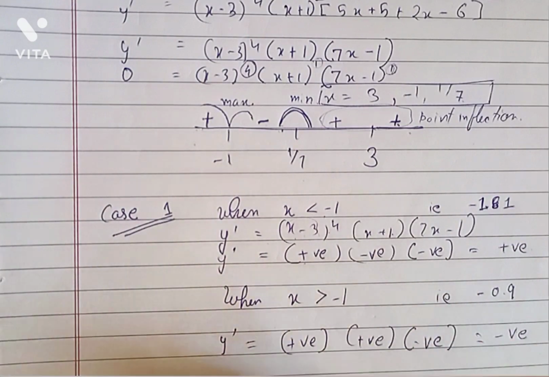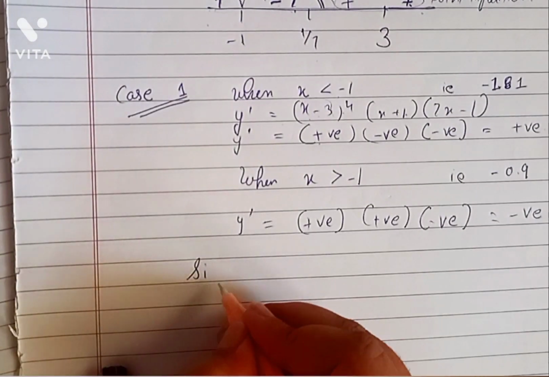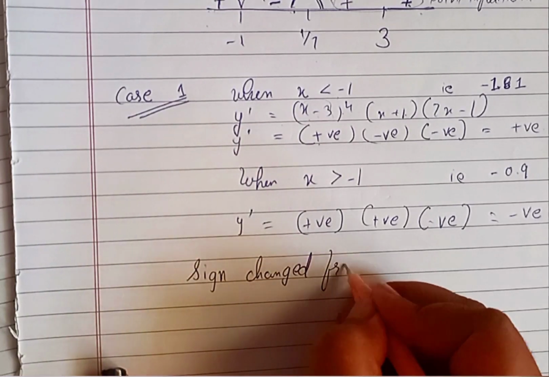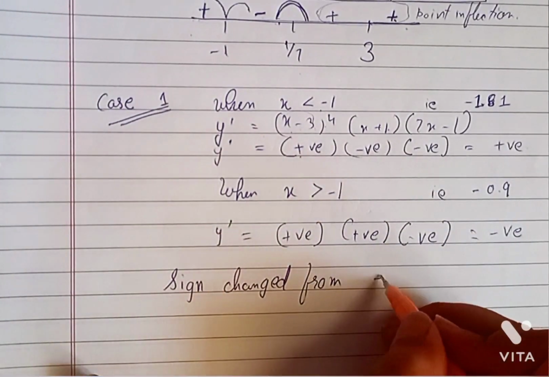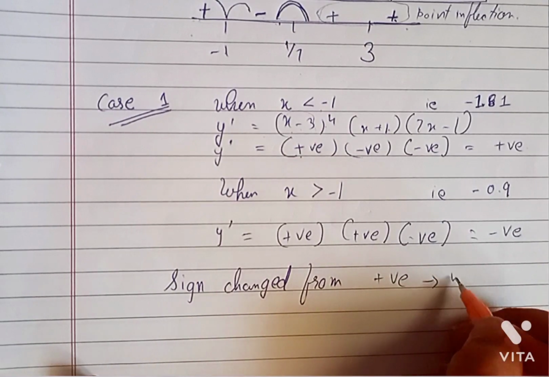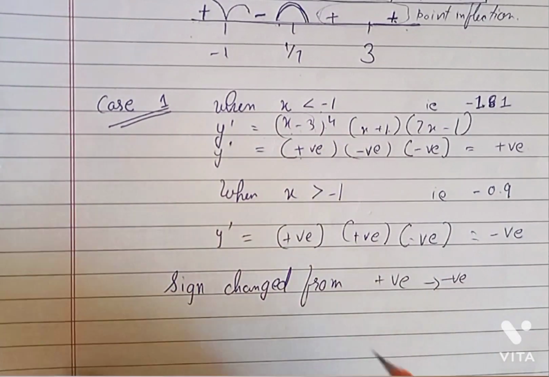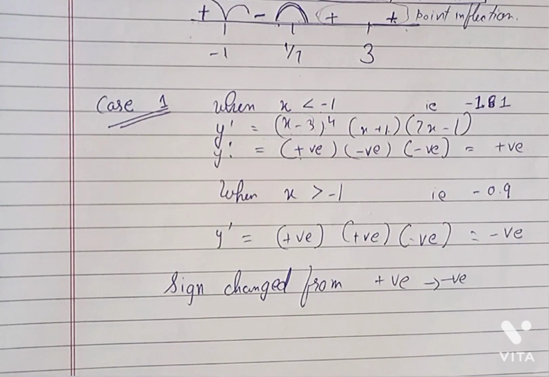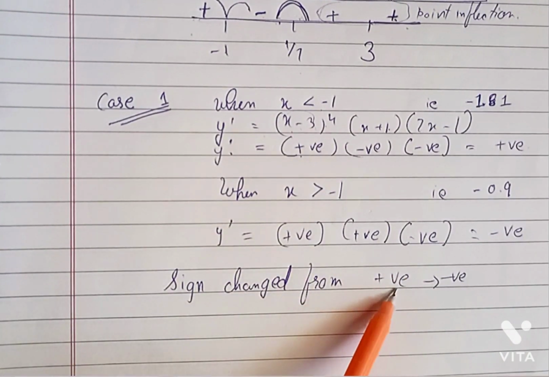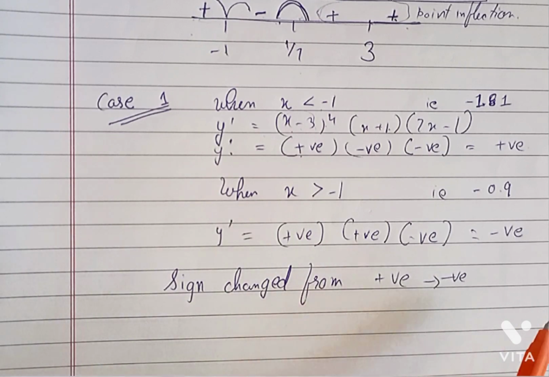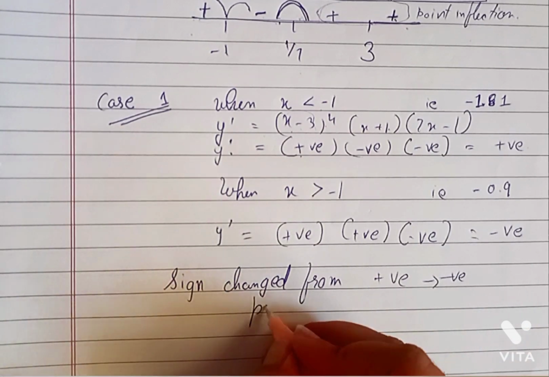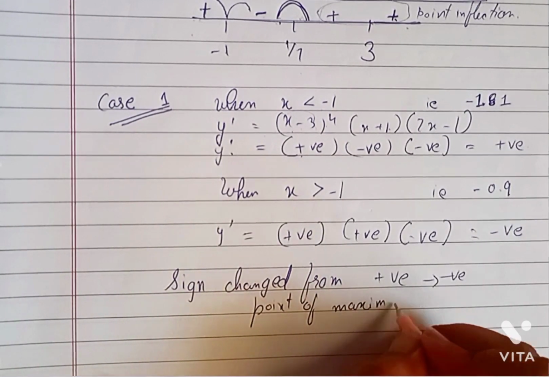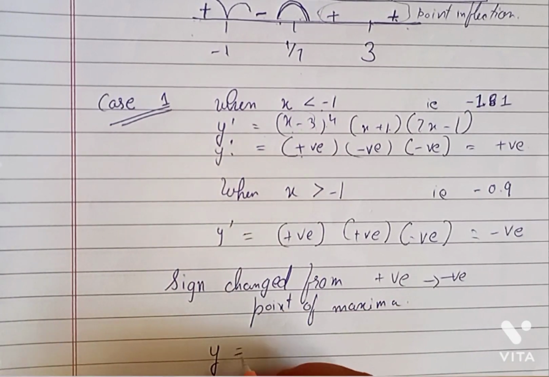So the sign changed from positive to negative. Every time we see from left to right, meaning the number line goes from left to right, right? So every time see from left to right what it's changing. From left to right it changes from positive to negative. This means it is a point of maxima, right? Now what would be the value of maxima?